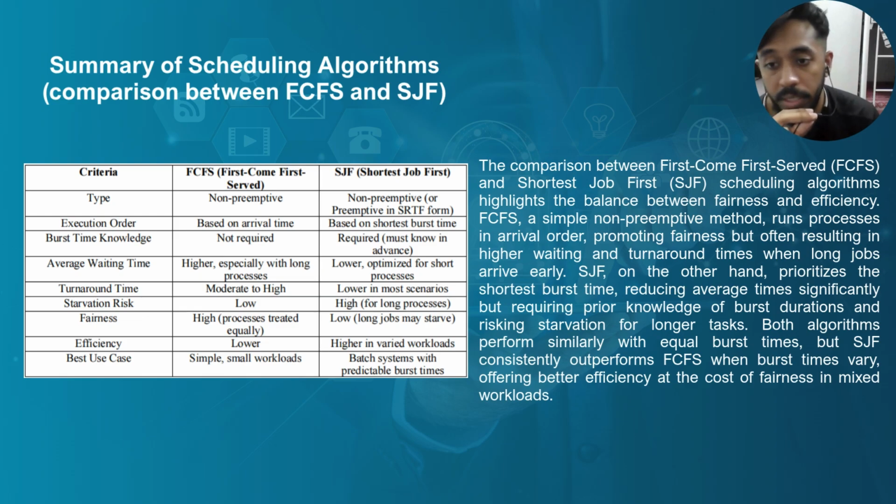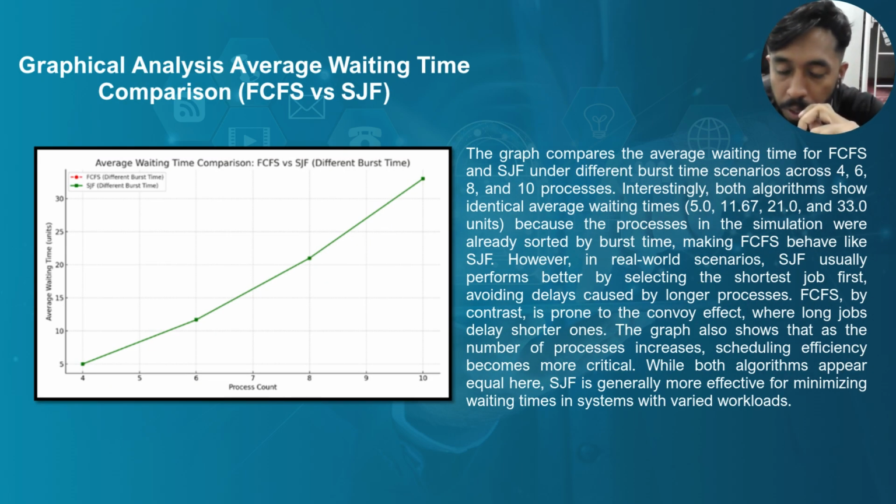And the best use case for FCFS is simple, smaller workloads, while SJF suits batch systems with predictable burst times. That's where it's much more efficient to be used. So basically, when it comes to the graphical analysis of the average time comparison between FCFS and SJF, with identical burst times, FCFS is not very different from SJF, and they behave in the same manner. However, in a real world scenario, SJF will perform better because it selects the shortest job first, so it avoids delays caused by longer processes.